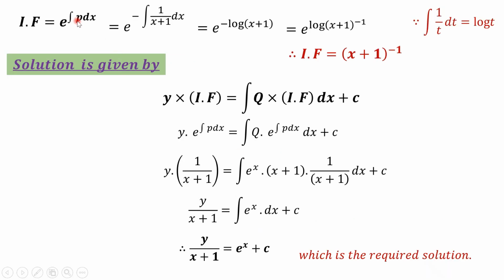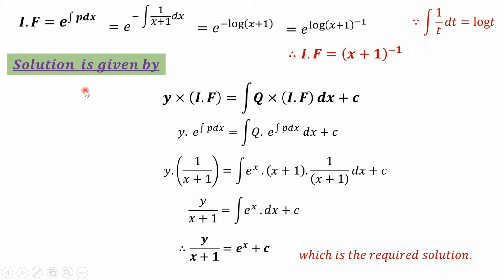Substitute the value of p here, we get minus 1 by x plus 1 dx. On integration, we get minus of log(x plus 1). As we already know, the integral of 1 by t dt is log t. Take this minus to the power here, we get log of (x plus 1) whole power minus 1. E and log get cancelled. That's why we get the integrating factor equals (x plus 1) whole power minus 1.